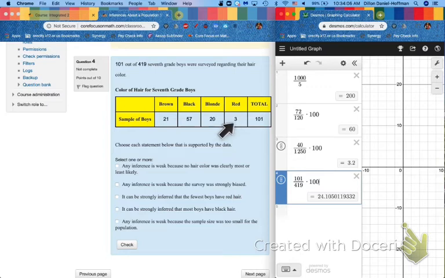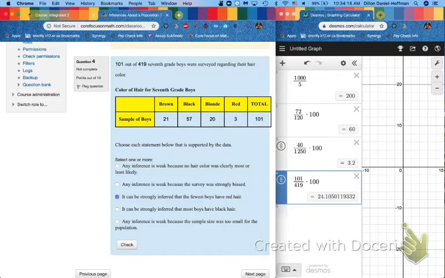If you have red hair out there, congratulations. You're one of the unique few. So we have two strong inferences. We could strongly infer that around the school, the fewest boys would have red hair, and the most boys would have black hair.